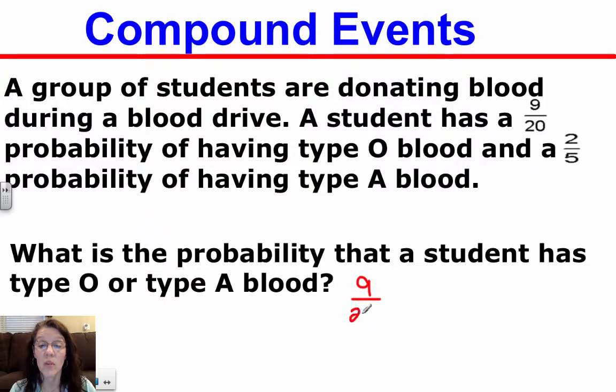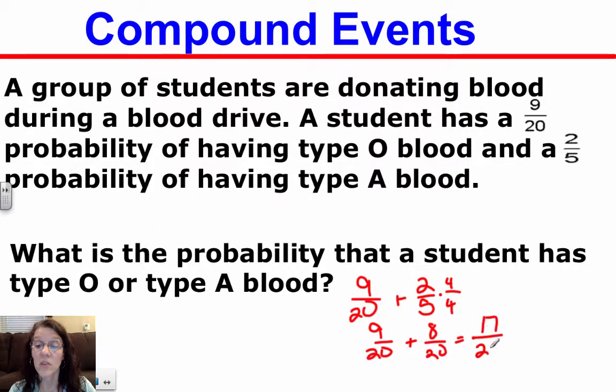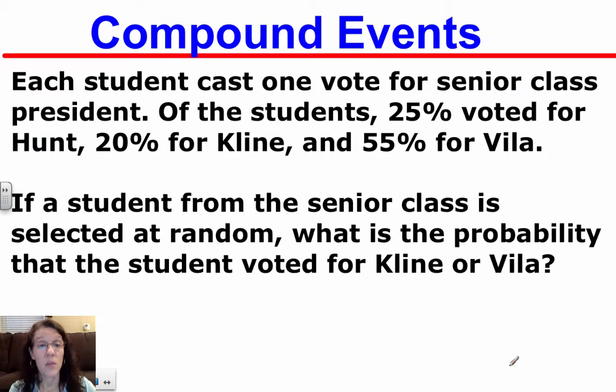You have a 9 in 20 chance of being a type O. You have a 2 in 5 chance of being a type A, and so we add those. Now remember, to add fractions, we have to get a common denominator. So I'm going to multiply the top and bottom here by 4 to get a common denominator. So that's 9 20ths plus 8 20ths, or you have a 17 in 20 chance of getting a student with type O blood or type A blood. Pretty high odds, so it's probably fairly common events.